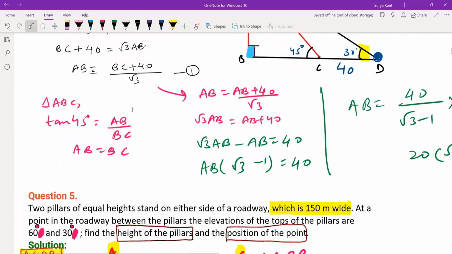Two pillars of equal height, either side of the roadways. Similar question we have done before also, in NCERT, remember? It was 60 degree and 30 degree itself. Same question we have done in NCERT. Let me check who has given the answer first over here.